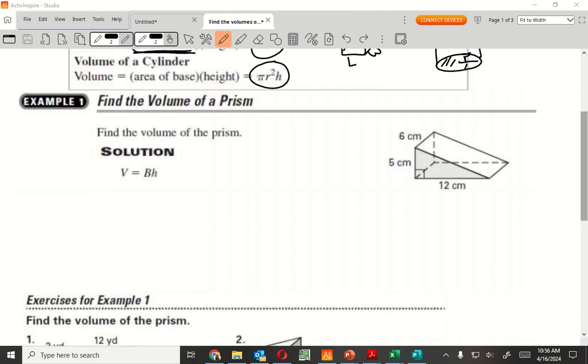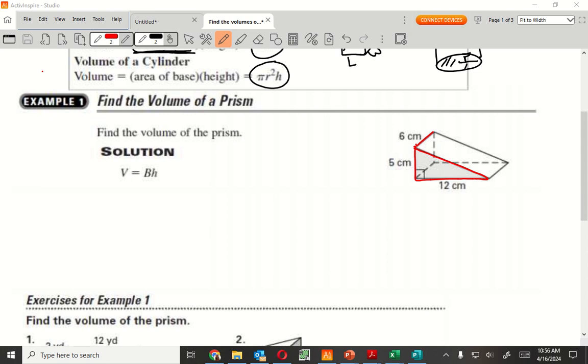Now, looking at this one right here, I have to identify my base first. The base is not always the bottom. The base is what initial shape it is, and then we took that and actually made it taller. What's the initial shape of this one right here? Very good, it's a triangle. So right here is my triangle. And then for this one right here, I made my triangle taller. So it's going to spread up from there.